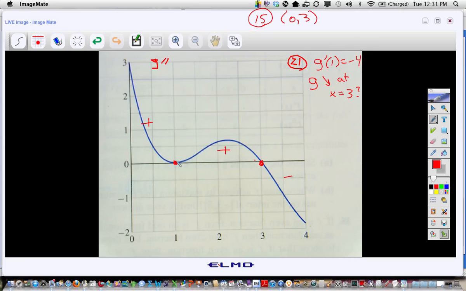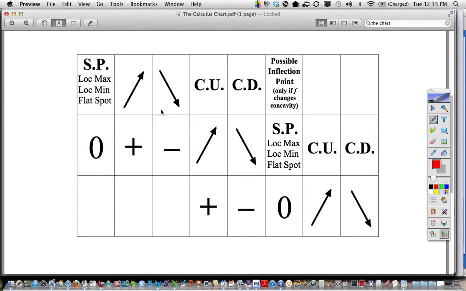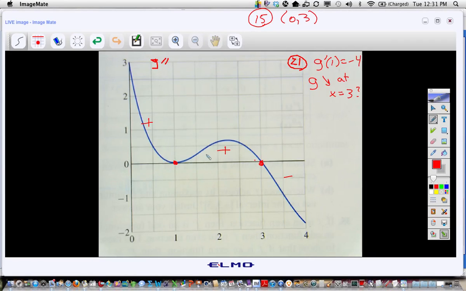Does G have a point of inflection here? And what was the answer? Yes or no? Does G have a point of inflection? To have a point of inflection, you've got to change concavity, which means G double prime has got to change from positive to negative. And it does not. G double prime is positive and then stays positive.